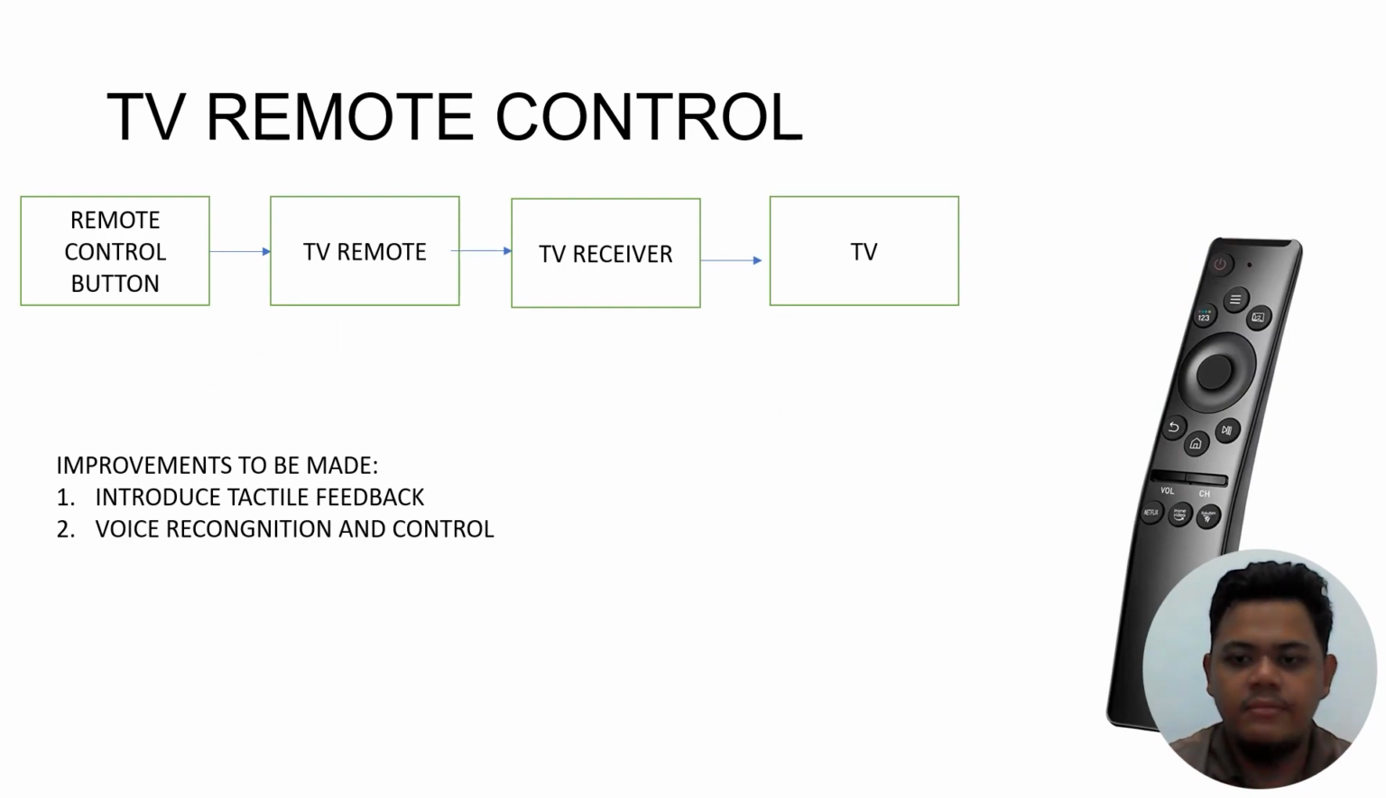The second example is the TV remote control. For the TV remote control, the input is the remote control button. The controller is the TV remote. The output is the TV receiver, and the process is the TV. Improvements to be made are, number 1, introduce tactile feedback, and number 2, voice recognition and control.